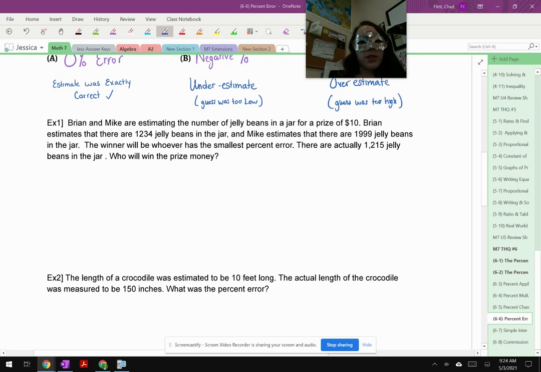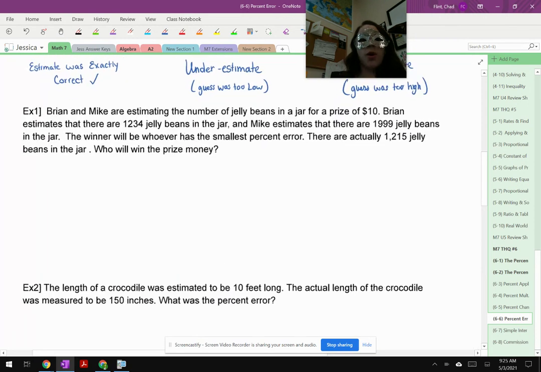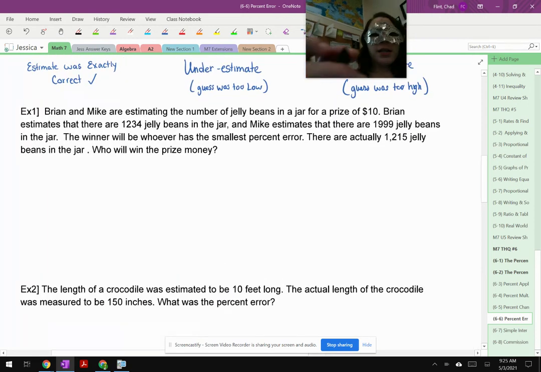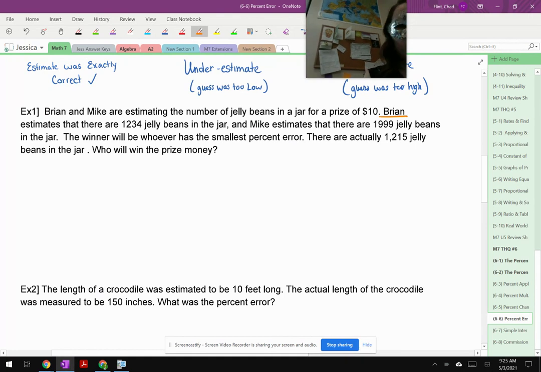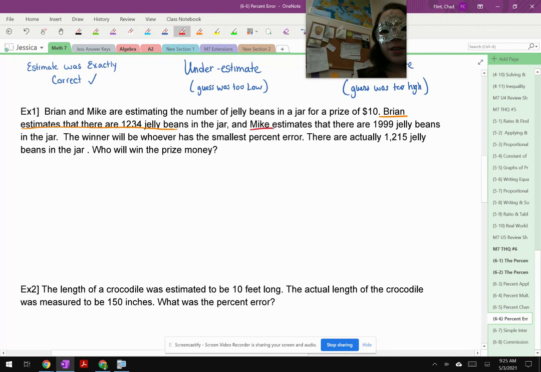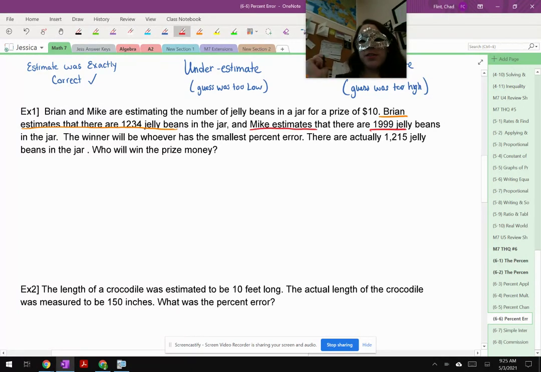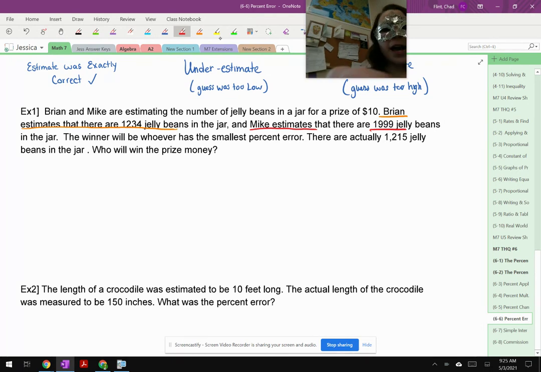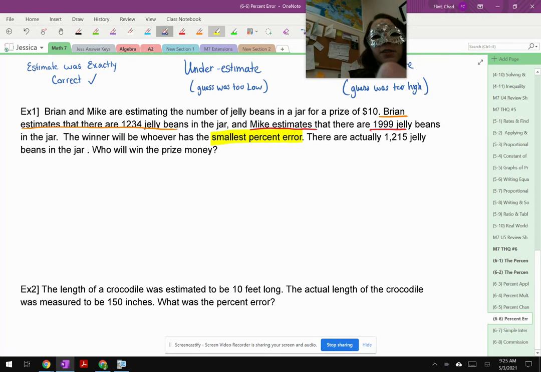All right, example 1 here on percent error. Mike and Brian are estimating the number of jelly beans in a jar for a prize of $10. You go, Brian and Mike. Brian estimates that there are 1,234 jelly beans, but Mike, on the other hand, estimates that there are 1,999 jelly beans. The winner will be whoever has the smallest percent error. And then they give us the actual number of jelly beans in the jar.